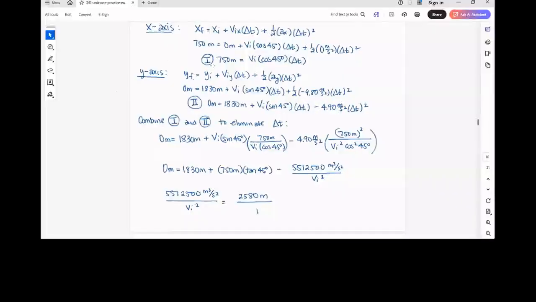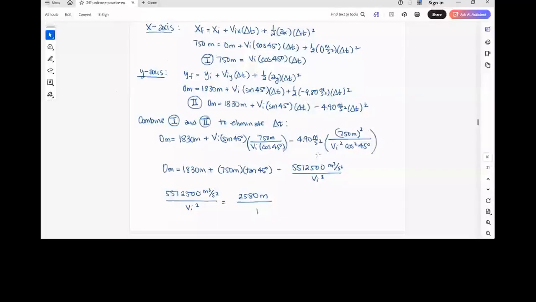So doing so, I solve equation number 1 for delta t. I plug that into equation number 2. In this middle term here, I have v initial sine 45 times the horizontal range, which is 750 meters, divided by v initial cosine 45. So two things happen here. V initial cancels completely from this middle term, and sine 45 over cosine 45 gives me a tangent.